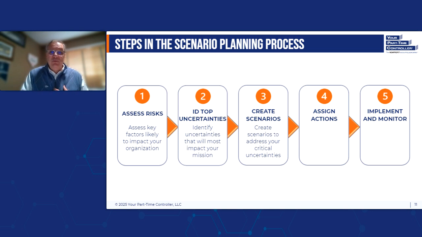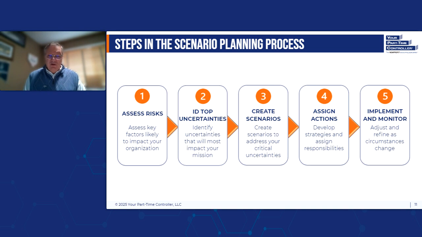And like with any game plan, once you create the scenarios, you don't just put it on a shelf and say, well, we did it. You want to assign actions. People have to have a role in carrying out the plan that you've put in place. So step 4 is assigning actions by developing strategies and assigning responsibilities. And then anytime you create a plan and assign people to go do the work, you have to implement and you have to monitor. And again, it's not a set it and forget it kind of scenario. You adjust and refine as you go along, and that's how you do the scenario planning process.